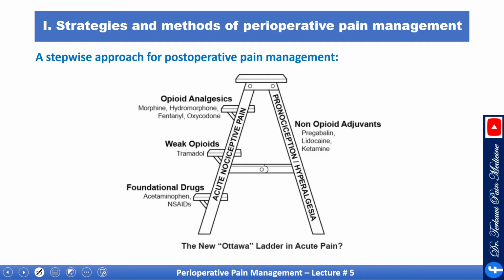This is the step ladder. Always consider giving medication that covers or prevents hyperalgesia, like pregabalin, lidocaine, and ketamine. Fundamental drugs that almost every patient should receive unless contraindicated are acetaminophen and NSAIDs, then a weak opioid or strong opioid based on the severity of pain.